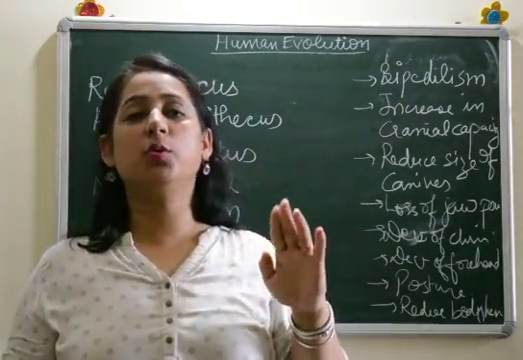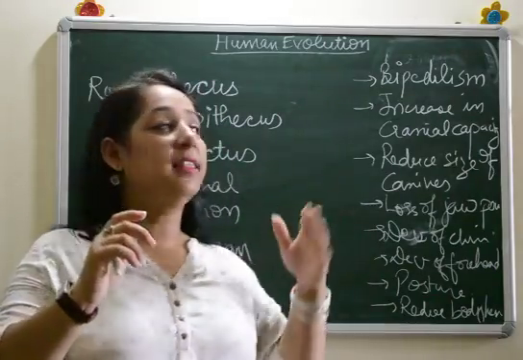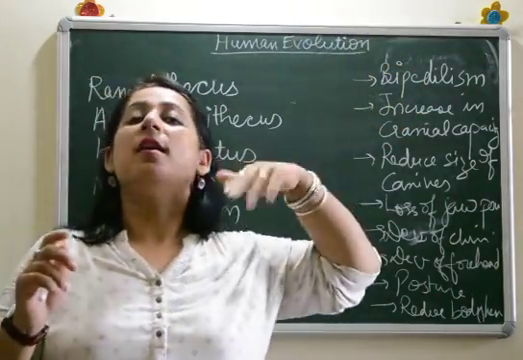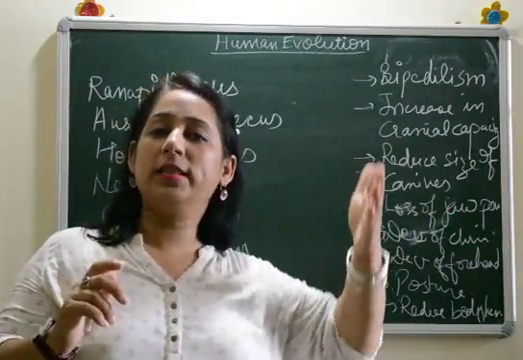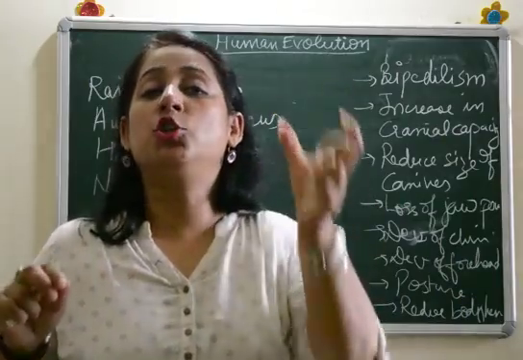Now these characters you can just go through in your book. There is nothing to explain in it actually. It's just that bipedalism was there, then cranial capacity increased, and all this is given in a sequence. You can just go through it, or jot down the notes as pointers.